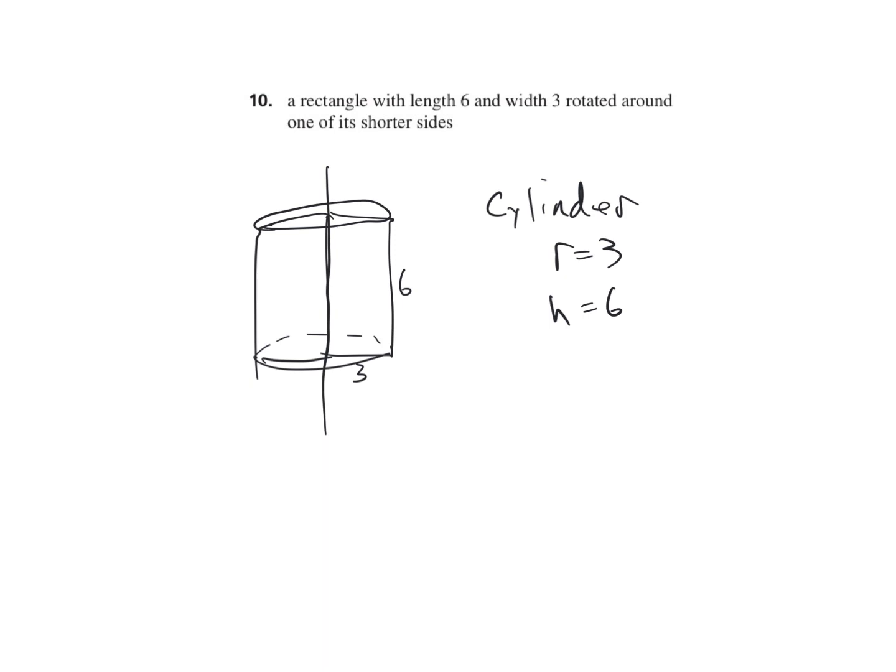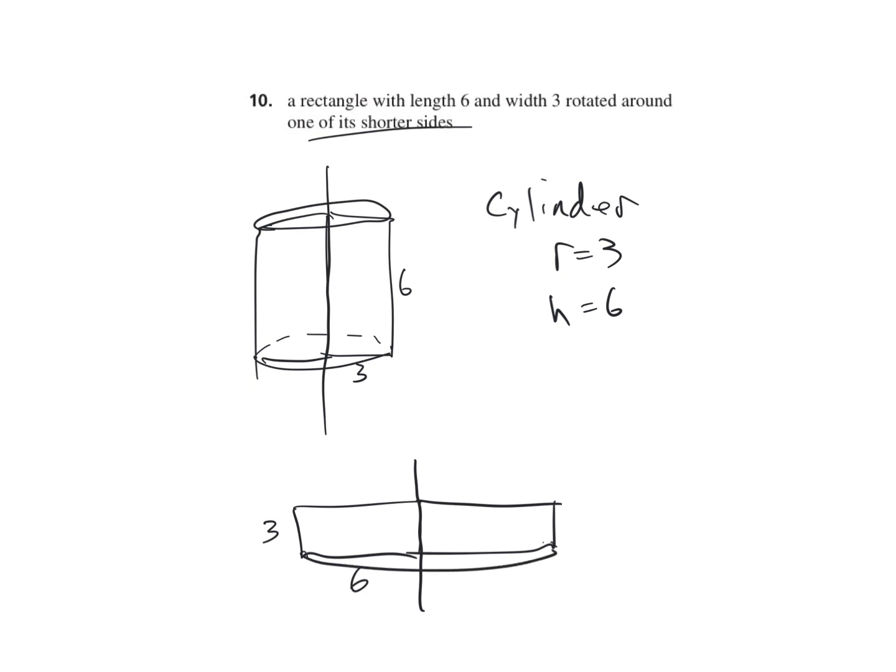Okay. Oh, it says rotate around the shorter side. So we got to actually do it like this. So again, this is 3 and this is 6. We'll rotate it around that. So you just get a fat cylinder.